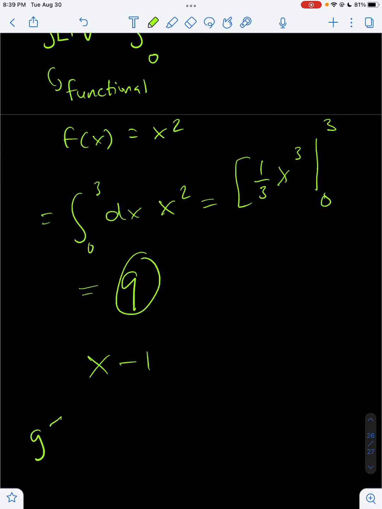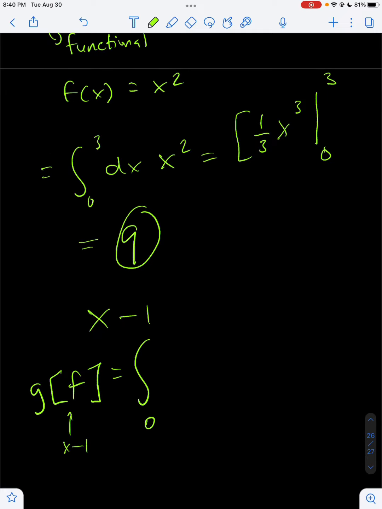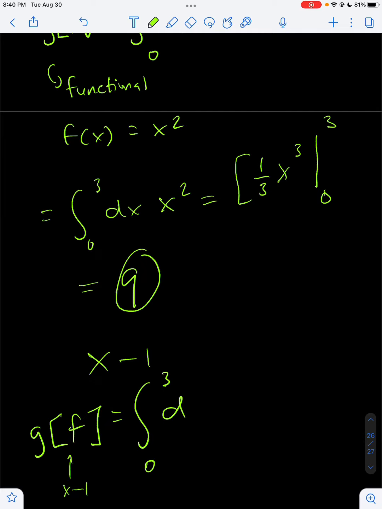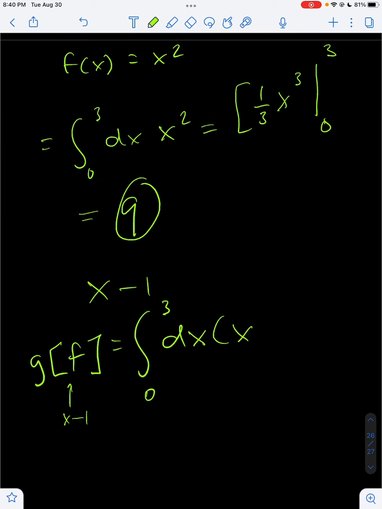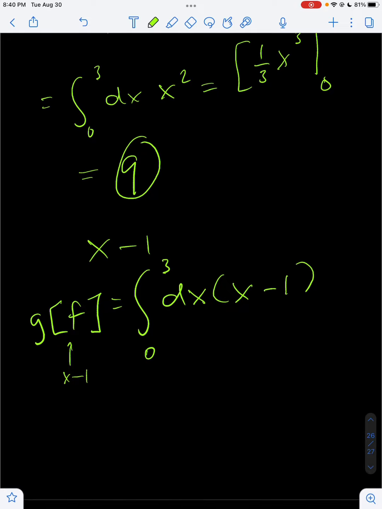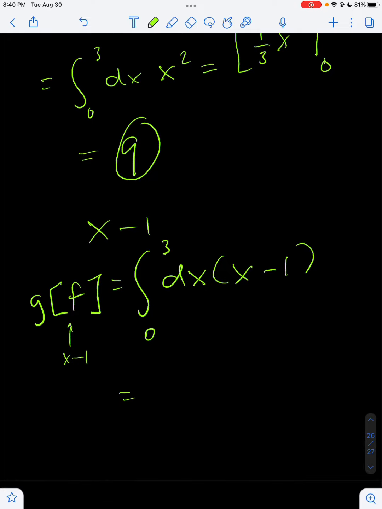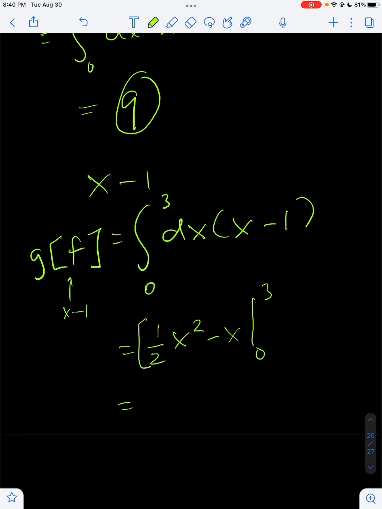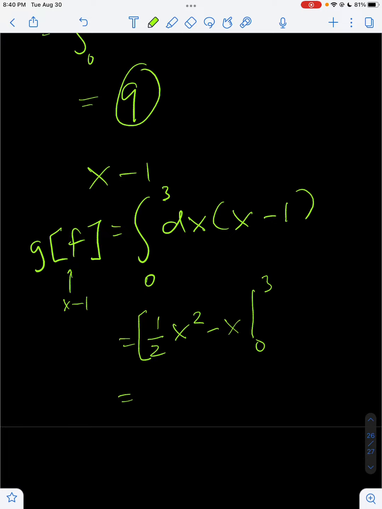So g of f, where f is x minus 1, is the integral from 0 to 3 dx of x minus 1. The integral of x minus 1 is just going to be 1 over 2 x squared minus x from 0 to 3. 3 squared is 9. 9 over 2 is 4.5. So our answer is 4.5 minus 3, which is 0.5, or just 1/2.